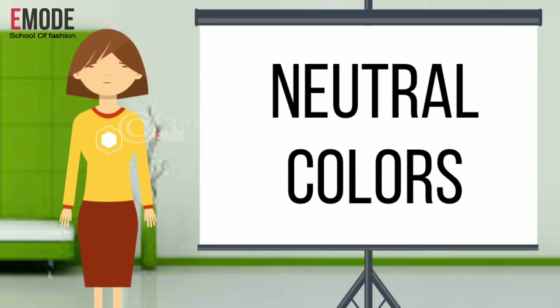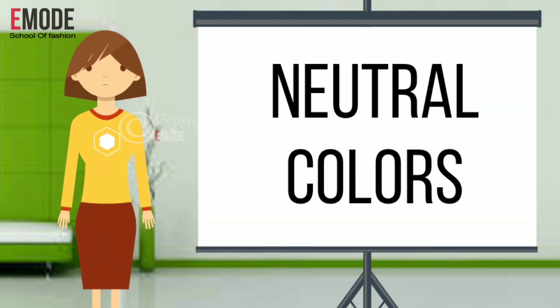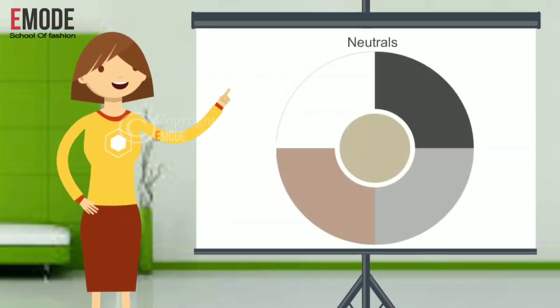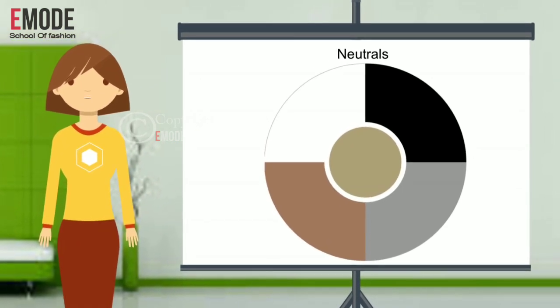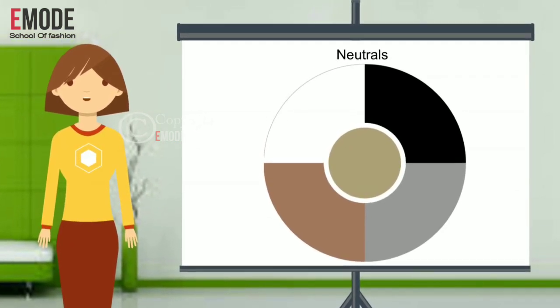We learned about colors, but there are some more colors we didn't see in color wheels. It is called neutral colors. Do you have any idea about it? Just see this color wheel. White, black, gray, brown, and beige are called neutral colors. You need to buy a separate color wheel for neutral colors.